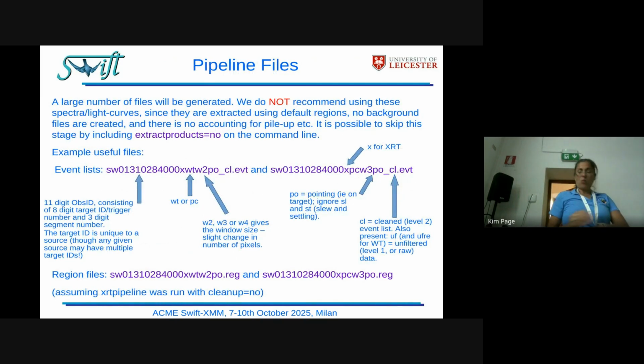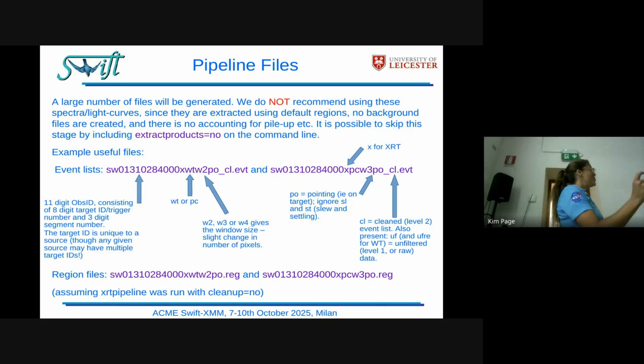But this is what we have for the files and things. You do get a lot of files output when you run XRT pipeline, even more if you include the cleanup equals no that I mentioned. But either way, most of them aren't very important.